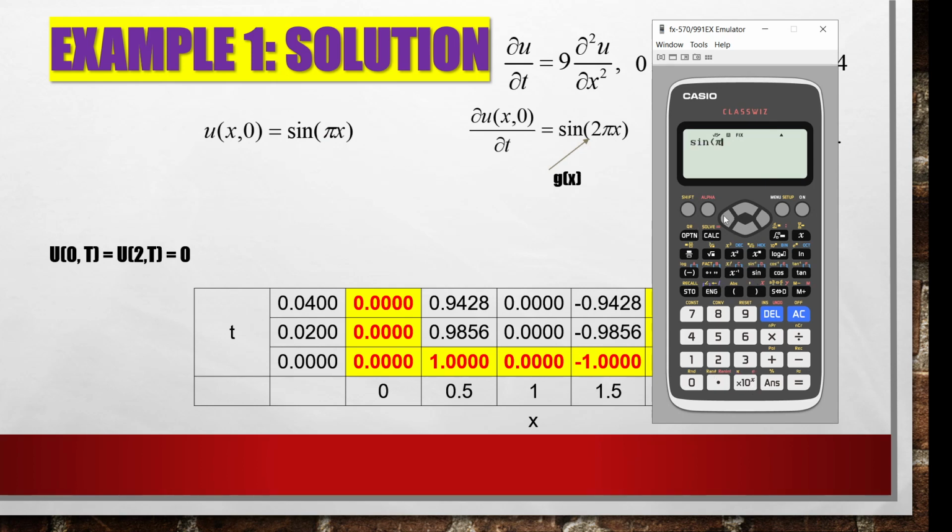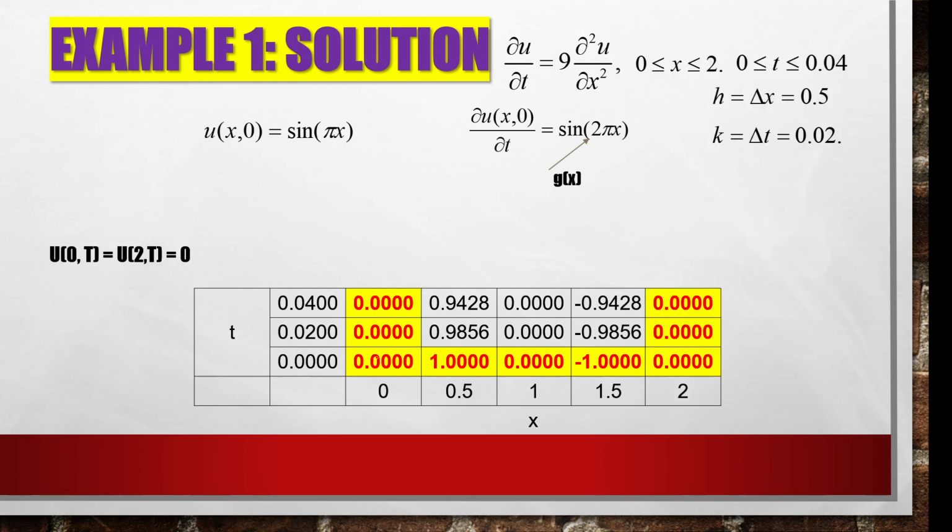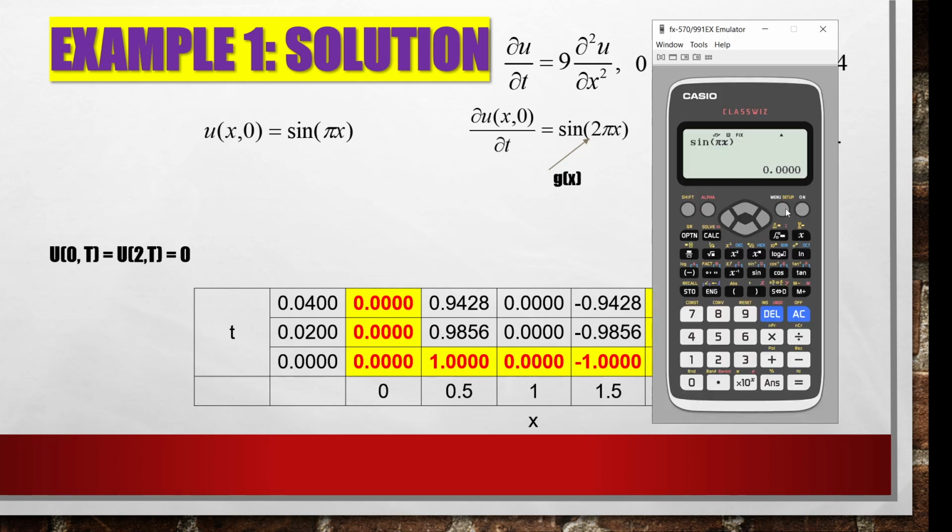Calculate sin, when x is 0, you see whether they overlap. When x is 0.5, you get 1. When x is 1, you have 0. When x is 1.5, you get negative 1. When x is 2, 0. This is using the normal calculate menu, or you can just use the table menu to tabulate it quickly.